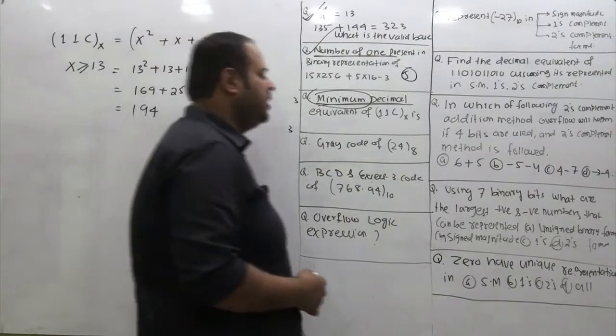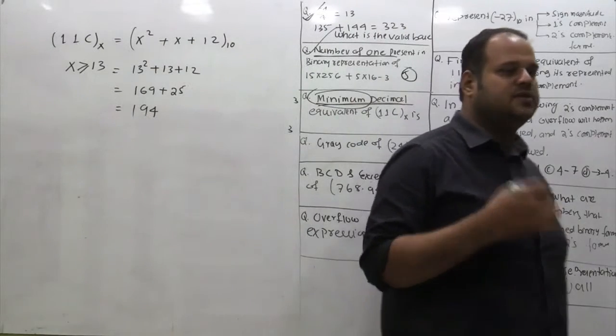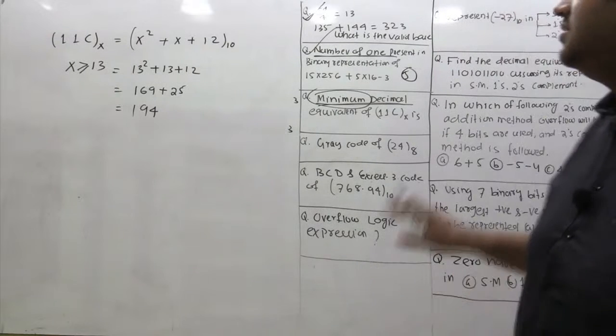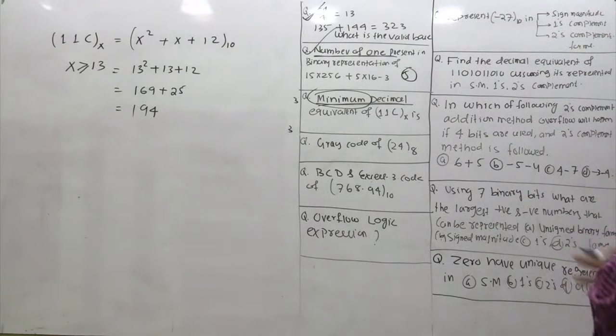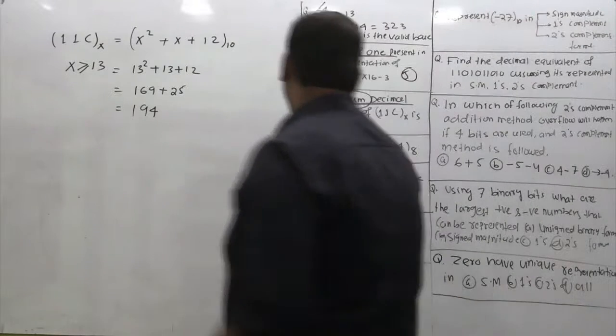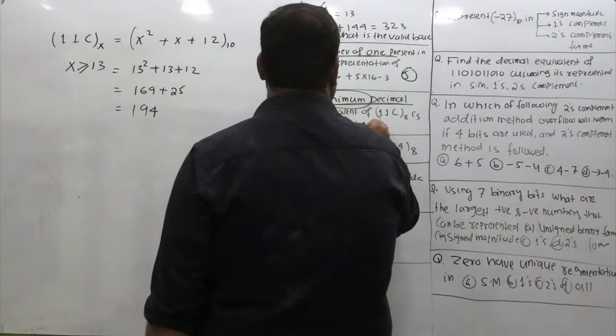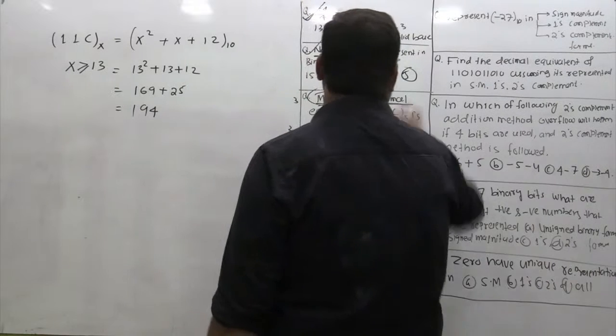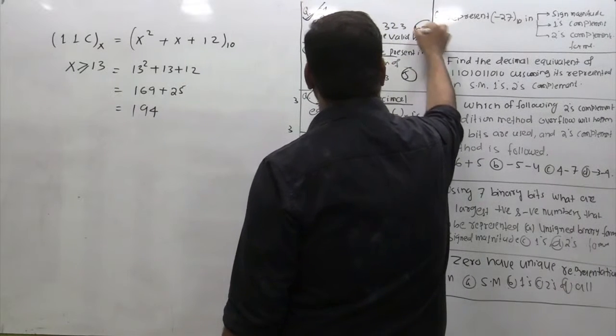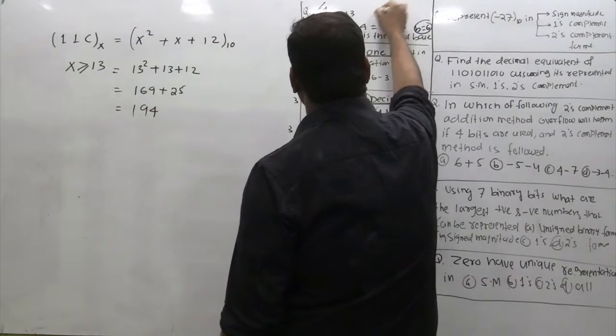So the question I have taken, some interlinked concepts I am also trying to cover. In case you have missed it, you can still get this concept through the particular questions I am discussing. So the answer of this question is 194. Okay. The answer of this question was 6 and the answer of this question was 8.